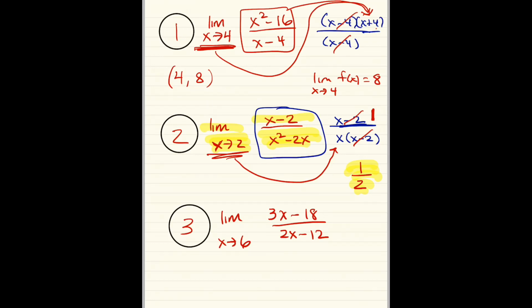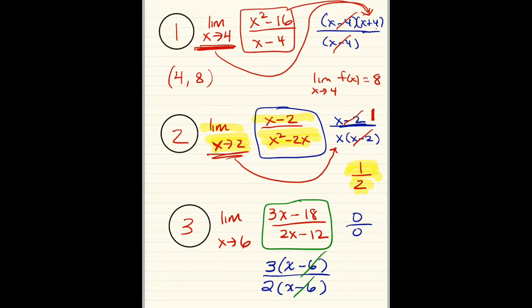Okay, the limit as x approaches 6. First step is direct substitution. What do we get when we do direct substitution? We get 3 times 6 is 18. 18 minus 18 is 0. 2 times 6 is 12. 12 minus 12 is 0. Okay, let's factor. 3 parentheses x minus 6. 2 parentheses x minus 6. And this crosses off, and you get this function to be 3/2.